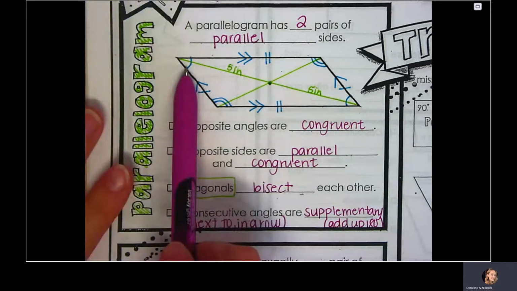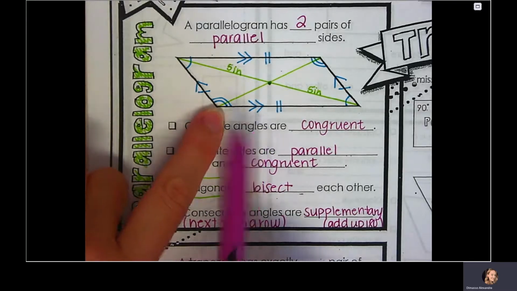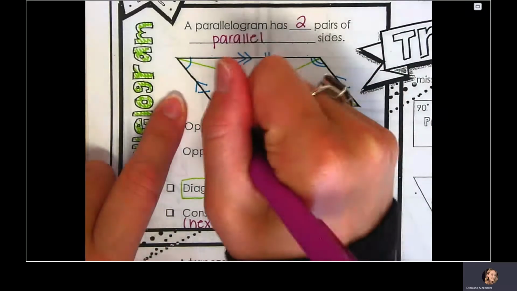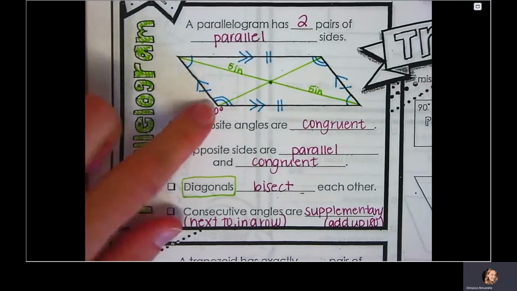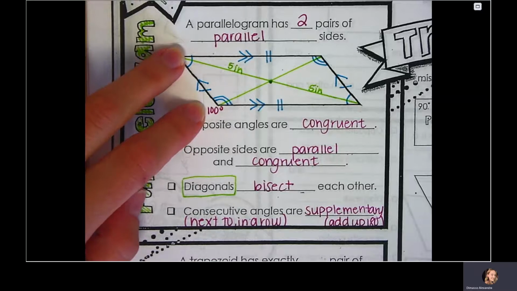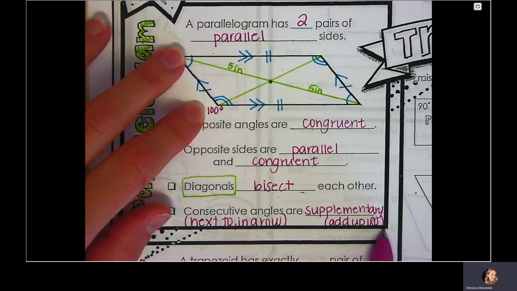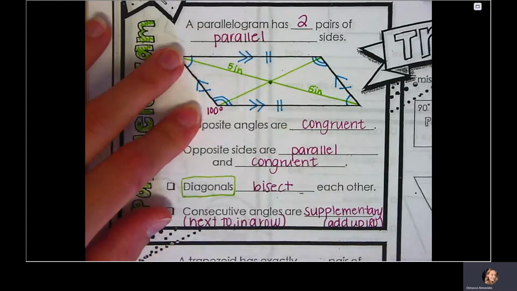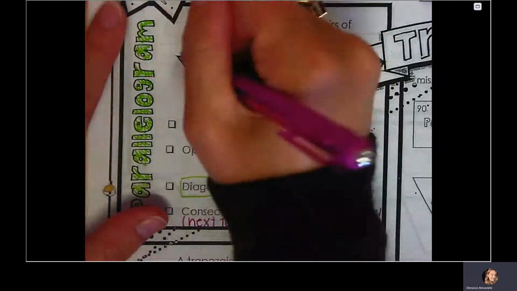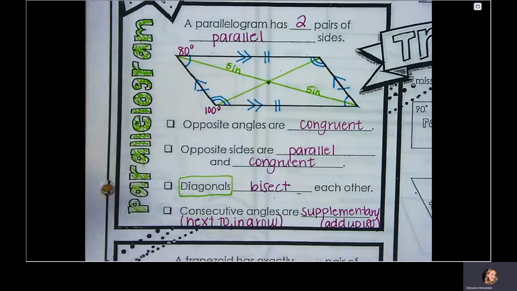So let's say that this, actually do the bigger one. Let's say this angle right here with the two arc marks was 100 degrees. If you have consecutive angles, that means right next to each other, right in a row. So the ones right next to it, boom, this angle right over here at the top is consecutive. They should add up to 180 degrees. So if this angle right here is 100, what does that mean this angle has to be? 80 degrees. Good.